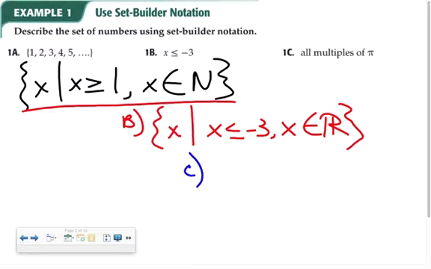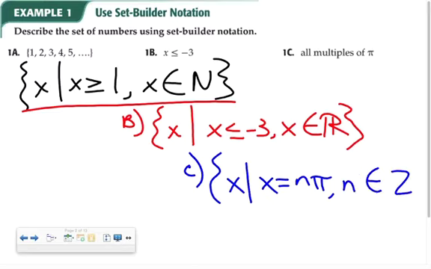And then finally, part C, I want all the multiples of pi. So again, set builder notation, x such that x equals a number n being multiplied by pi. And anytime you're building a set of numbers where it's described as multiples of another number, that n that you're using as your multiplier is an element of the integers, which is abbreviated by Z.